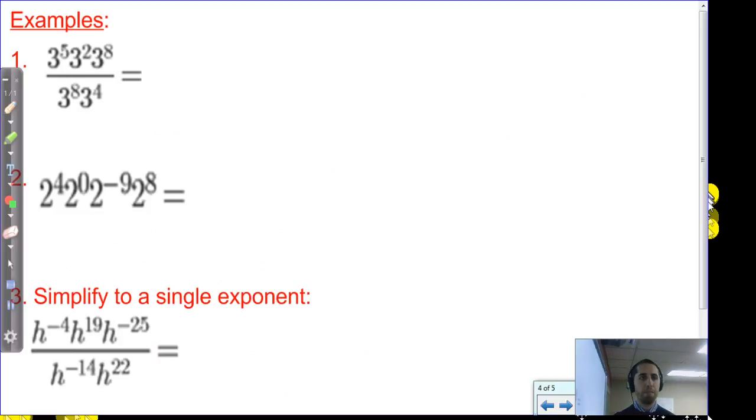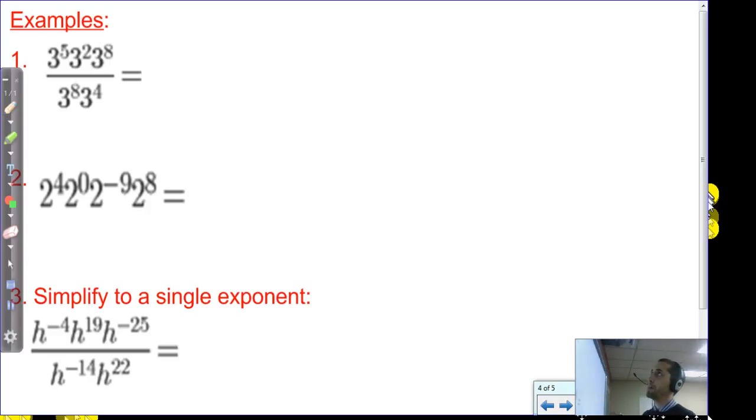This first one is a doozy, but we notice we have the same base. 3 to the 5th times 3 to the 2nd times 3 to the 8th divided by 3 to the 8th times 3 to the 4th. There's a couple ways you could go about this. Some people might see that 3 to the 8th is repeated on top and bottom. They'll use that cancellation, just cancel those out right away. But let's just take it top first, and then we'll think about the bottom.